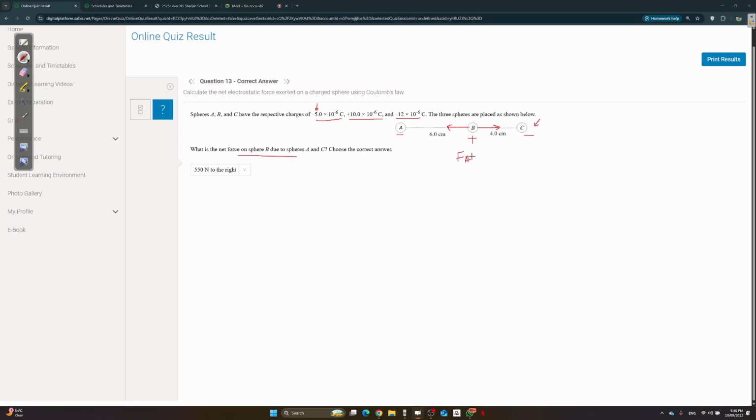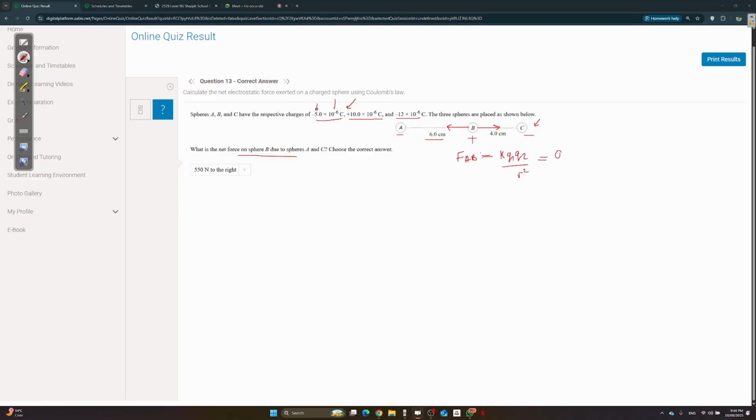So we need to find the forces one by one, and then we're gonna add them or subtract them. What do you think? How do we add them if one's going to the right, one's going to the left? Subtract them. So force of A is gonna be what's it equal to? The formula of any force. If you have the distance and you have the charge, what is it? K Q1 Q2 over R squared.